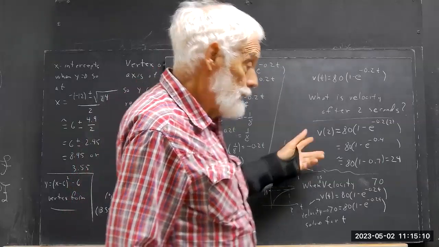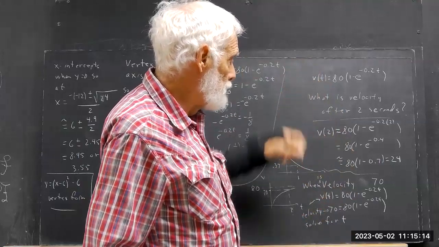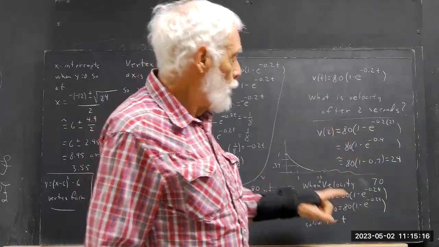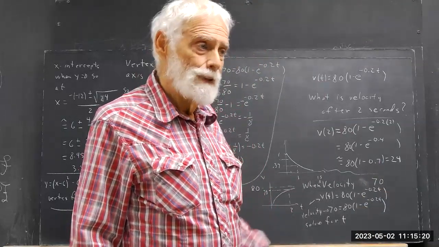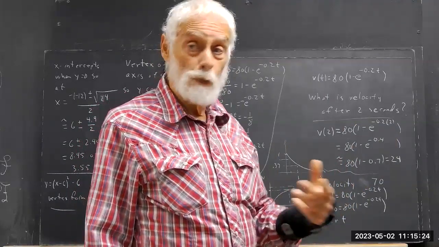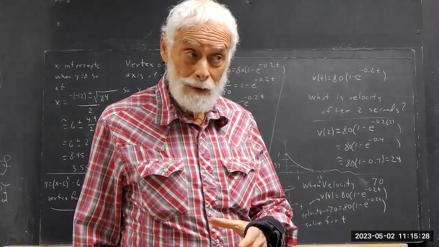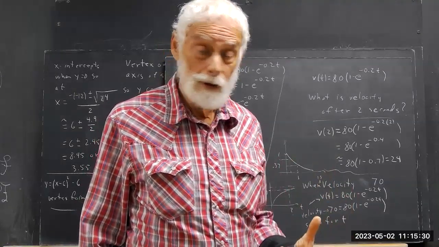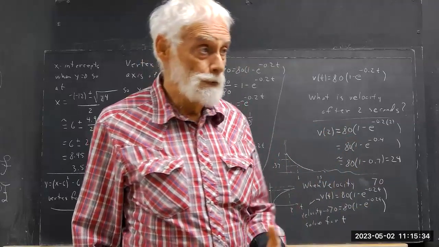Okay, well, that's an easy question. Now this is a 2-part question. What's the velocity after 2 seconds? And then when is the velocity equal to 70? Say the velocity is 70 feet per second. That's the harder question. It's harder to interpret, and you have to solve an exponential equation. It's a little more involved than some of this.